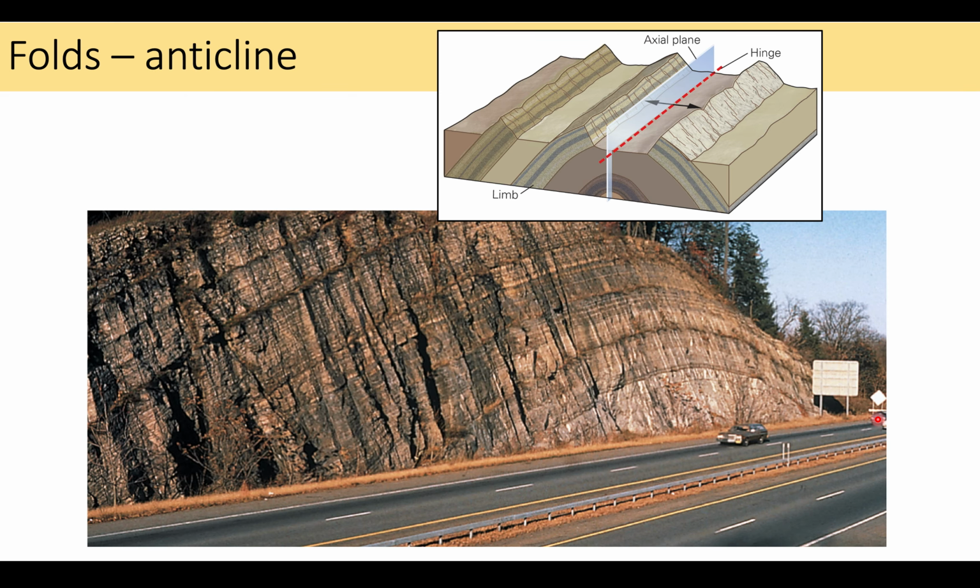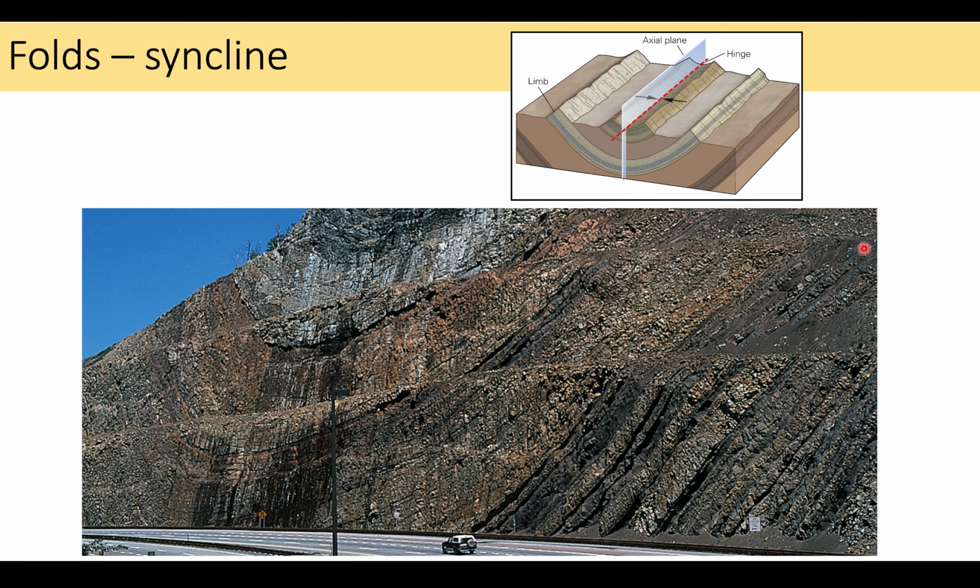Another type of fold is called an anticline. So where we see sort of the shape of an N, this fold, we call this an anticline. So here we can see that this fold has been folded into the shape of an N. So these layers were originally parallel to the surface. They are not anymore.